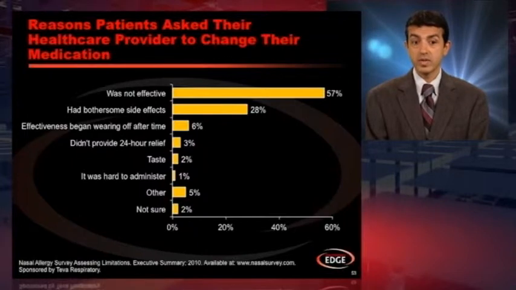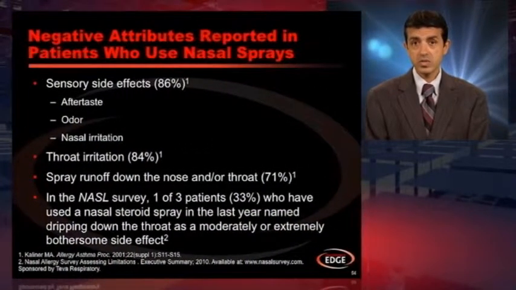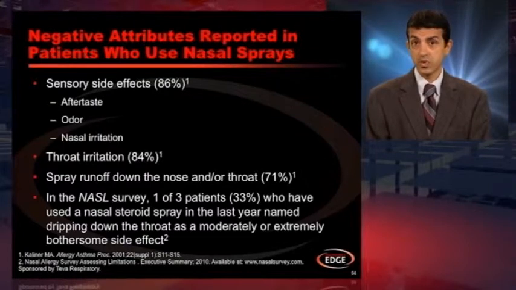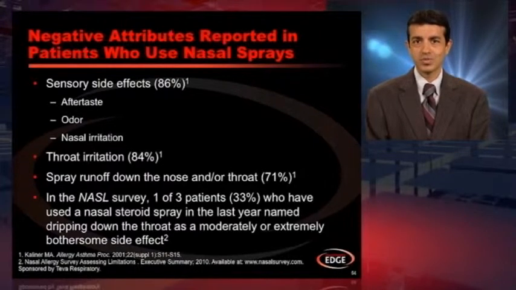Negative attributes reported in patients who use nasal sprays, most of those are sensory. In 86% of patients, there were sensory side effects such as aftertaste, odor, potentially nasal irritation. Throat irritation was reported by 84%. Spray runoff down the nose or throat reported by 71%. And in the nasal survey, which if you remember is the 2010 survey, 1 of 3 patients, or 33%, who have used a nasal steroid spray in the last year named dripping down the throat as a moderately or extremely bothersome side effect.